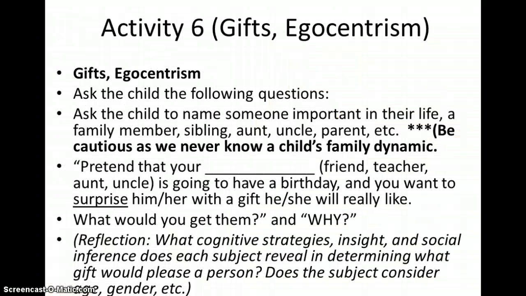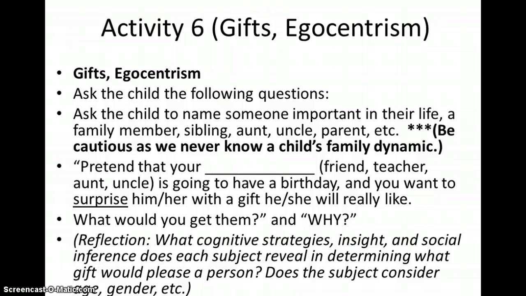Activity 6 is about gifts and egocentrism. You're going to ask them to name an important person in their life, and you want to be careful, because you don't know what a family's dynamic is. You don't know if there's a mother or a father in the house. So you just want to ask, who's someone that's important in your life, a relative, a friend, and then you want to have them tell you.